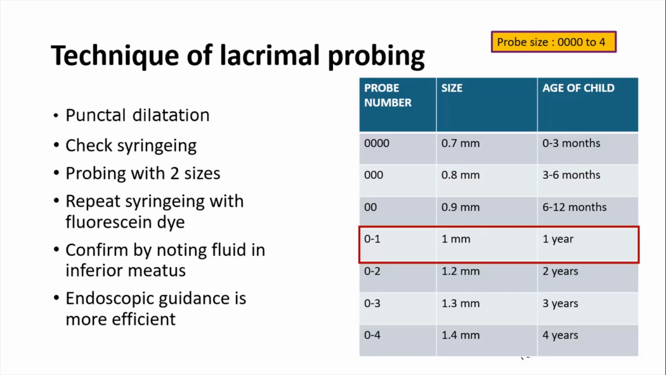And some people advocate the use of endoscopic guidance to ensure that you are actually passing the probe in the nasolacrimal duct. Otherwise, it's a blind procedure. So if you do it forcefully in the wrong direction, you may end up in a false passage. And intra-op, you may find that the fluorescein dye is retrieved in the nose, but the procedure will fail and the child will come back with a failed probing.